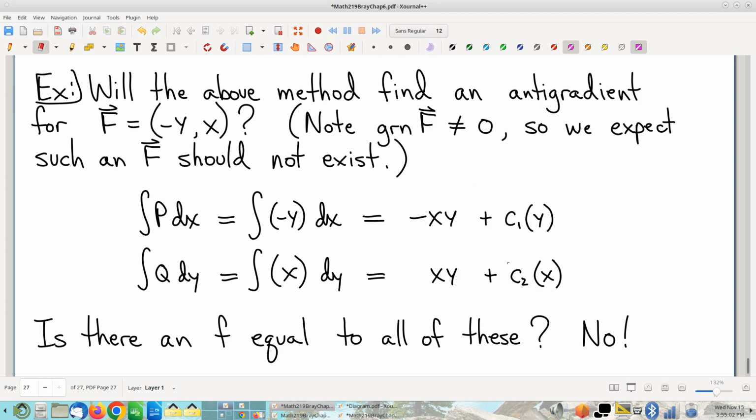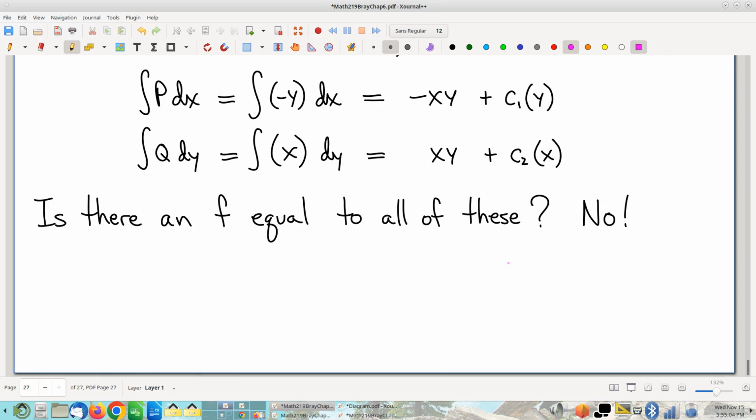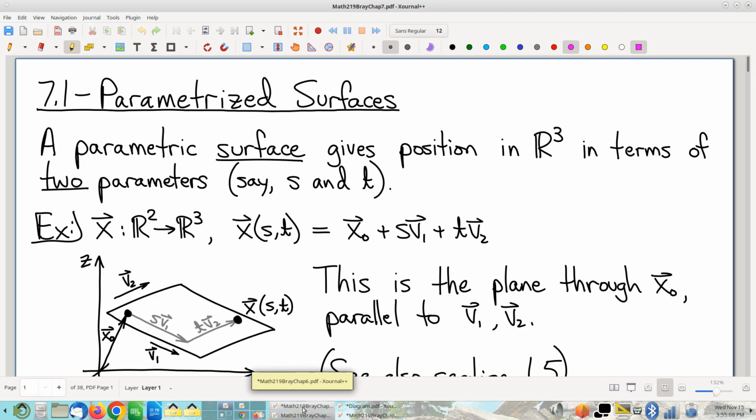Okay, so that's how that works, and we are done with chapter 6. We're moving on to chapter 7 now. Let's see here, a couple of quick things I want to say about chapter 7 overall. Chapter 7 is, in the big scheme of things, a lot like chapter 6.